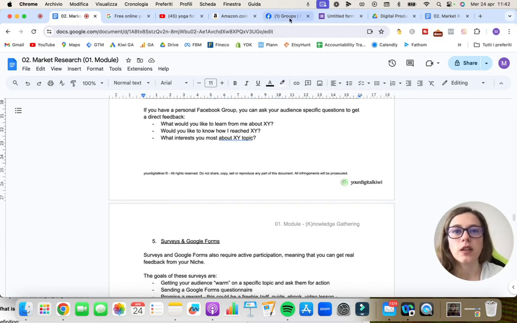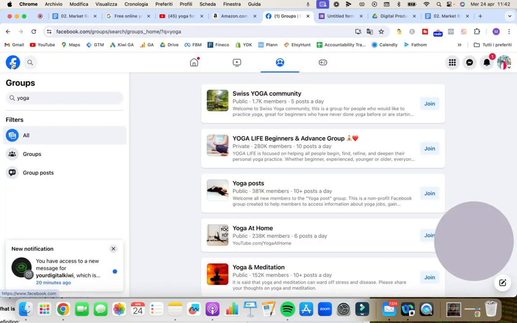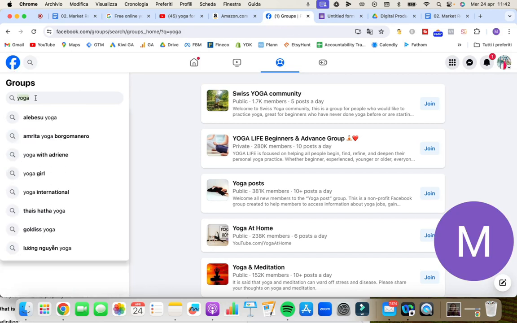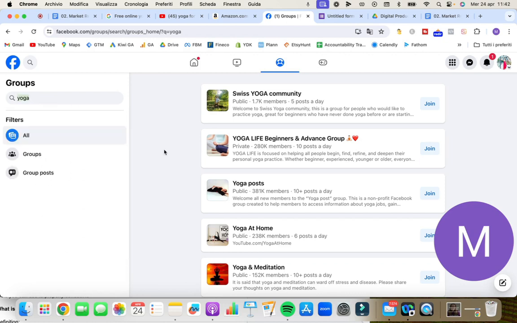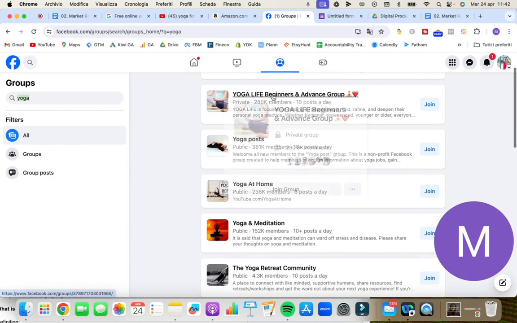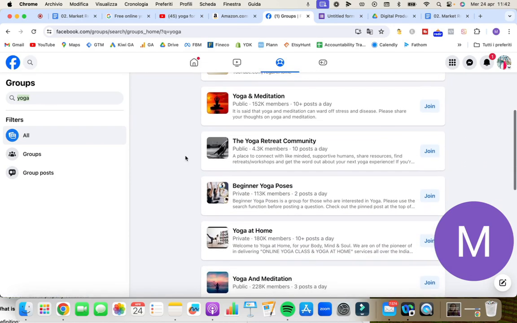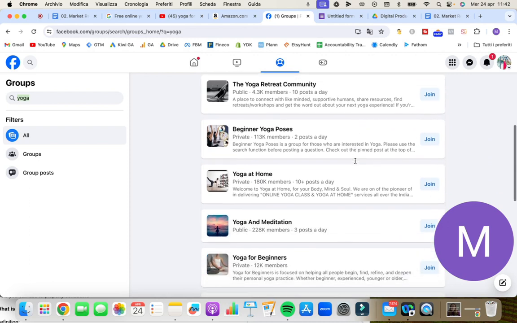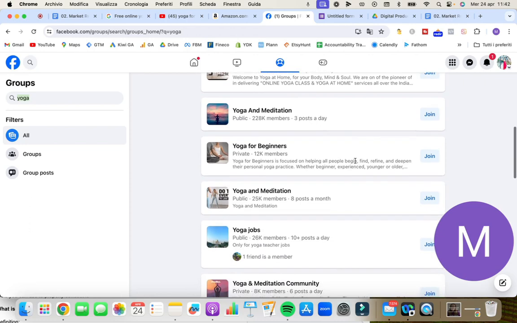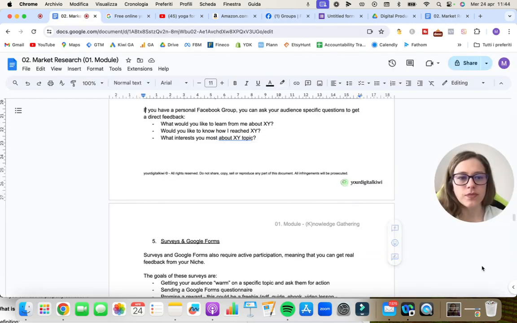Okay. And then if you go here, Facebook groups, you go to the left, you search for groups, and in this case you have yoga, okay? And here it pops up all the relevant Facebook groups related to yoga. You join them, you read the Facebook groups, and then you start checking and do your market research.